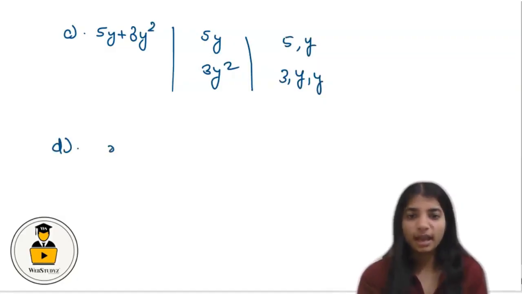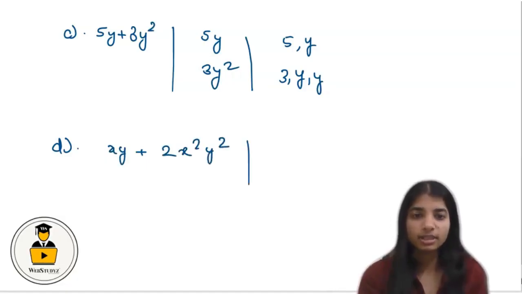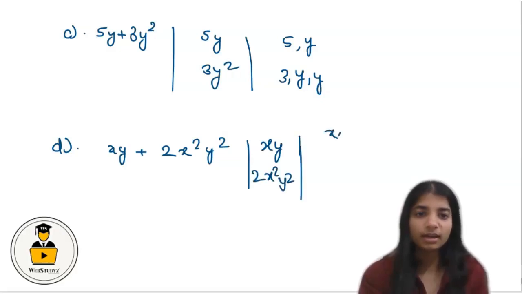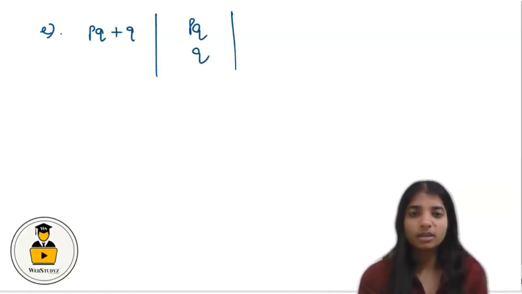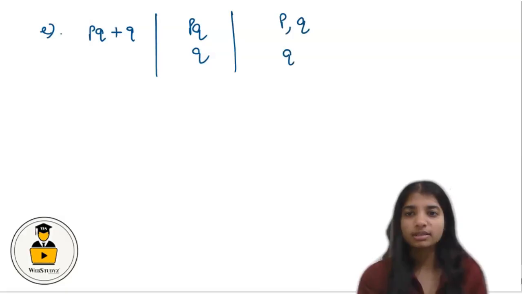Now part D is xy plus 2 of x raised to the power 2 and y raised to the power 2. This is our expression. The terms are xy and 2 of x raised to the power 2 and y raised to the power 2. The factors from here are x comma y, and for 2 of x raised to the power 2, y raised to the power 2 they are 2, x, x, y and y. So this is the answer to part D. Now part E is pq plus q. This is our expression. The terms are pq and q. The factors are p comma q, and q. So this is the answer to part E.